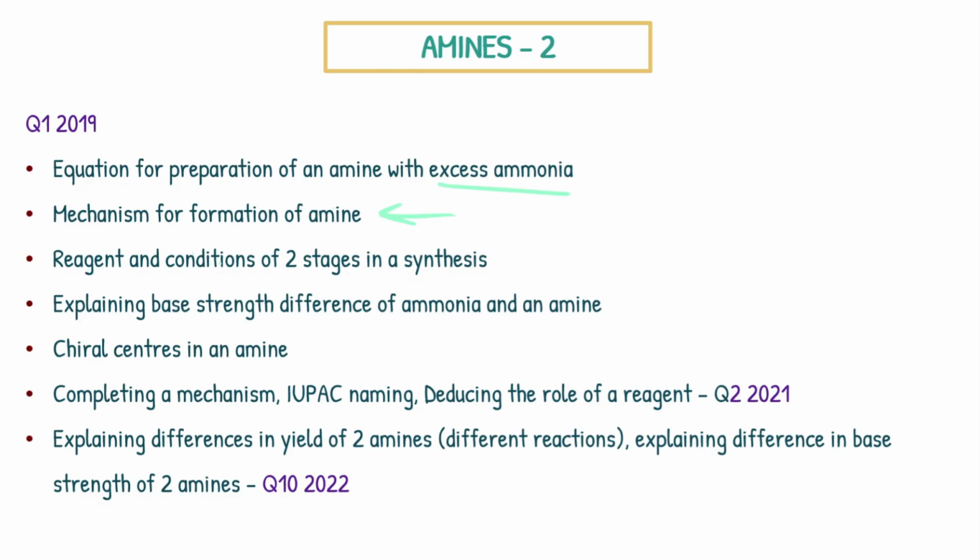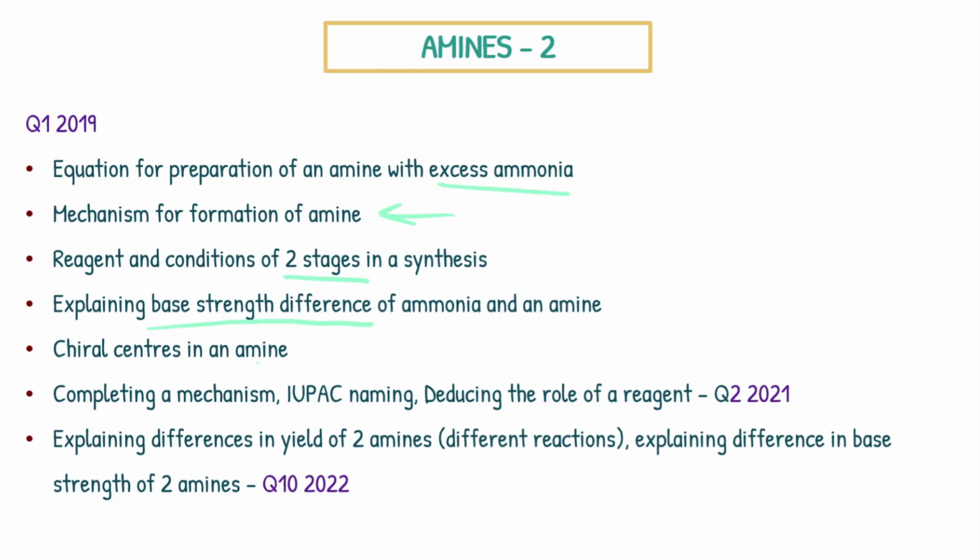And then right here, you need to write the reagent and the conditions of 2 stages, okay? 2 stages in an organic synthesis reaction. You had to write the reagent and conditions of 2 different stages for that. You had to be able to explain the base strength difference of ammonia and amine. So again, guys, base strength difference, this is quite common. Okay, this is in the amines topic.